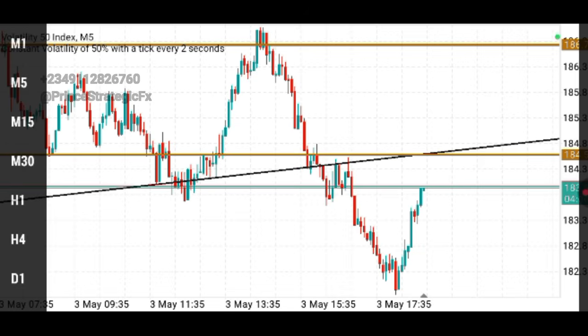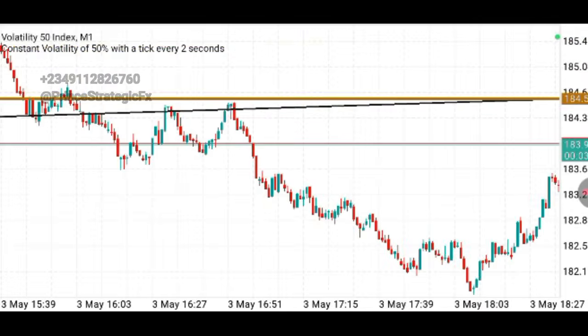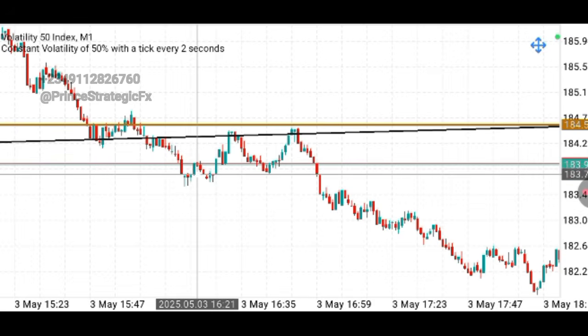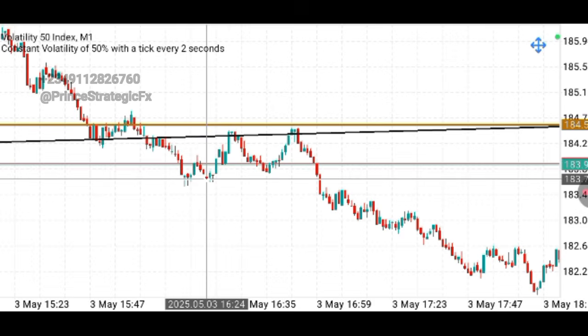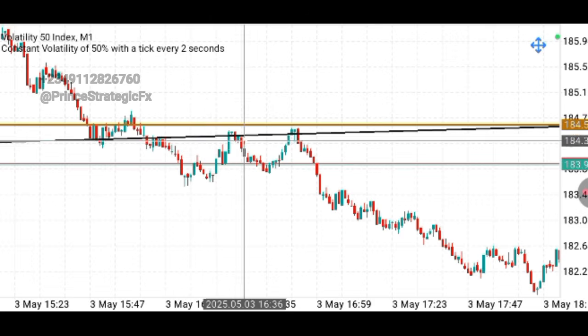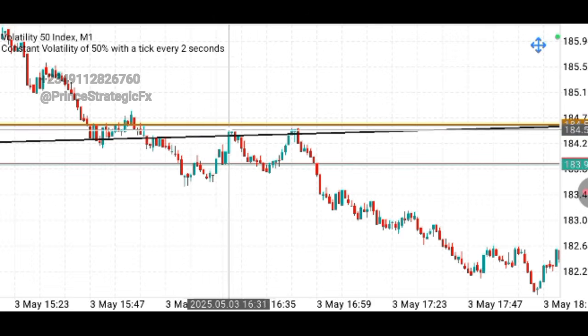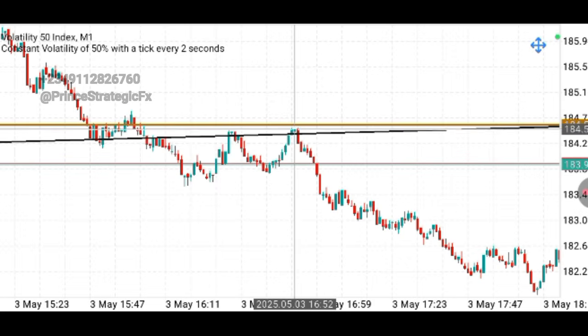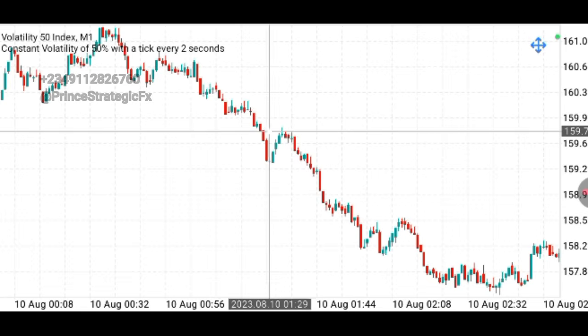If you also head over to M1, which is more like a sniper entry for us, you can see inside of M1 we have this break. After the break, we have this retest that gave us a double top here. Can you see that double top right there? Price drops again, goes back again to retest that same level.